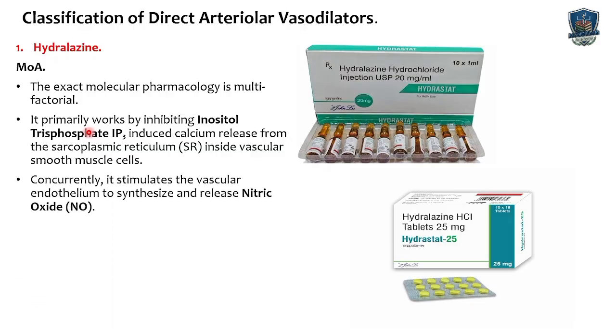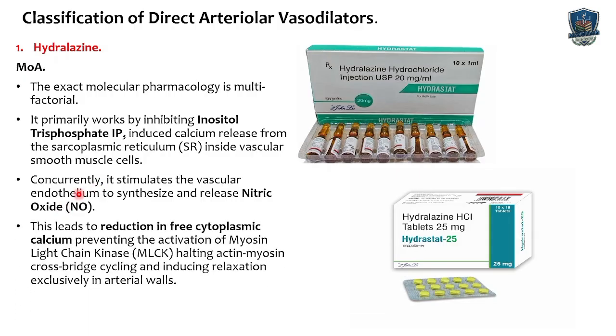Number two, it can also stimulate the endothelium to synthesize nitric oxide. The nitric oxide will lead to vasodilation. So this is something that you have to understand. In short, hydralazine, number one, goes against IP3 to minimize vasoconstriction and also promotes vasodilation by promoting the production of nitric oxide from the endothelium. So that's what you have to know.